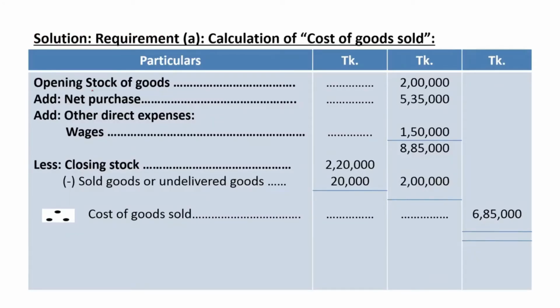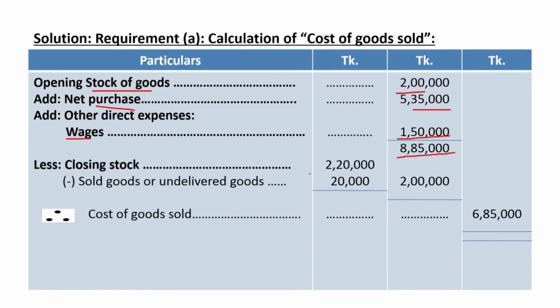Now solution. Requirement A, calculation the amount of cost of goods sold. My dear students, we know that cost of goods sold is equal to opening stock plus net purchase plus other direct expenses minus closing stock. So opening stock of goods here 2 lakh taka, add net purchase 5 lakh 35,000 taka, add other direct expenses here only wages 1 lakh 50,000 taka. So total 8 lakh 85,000 taka.